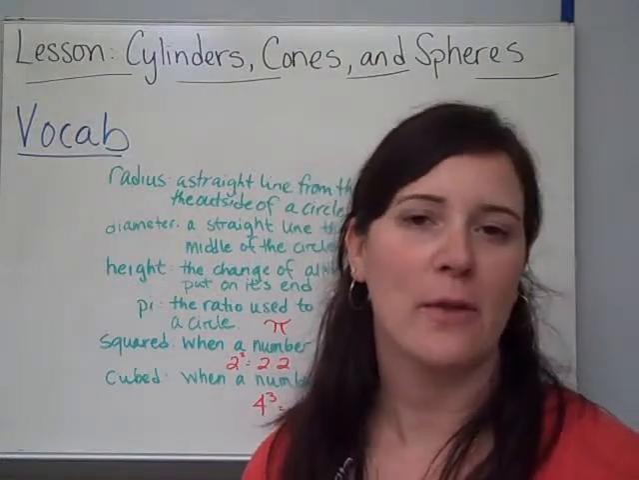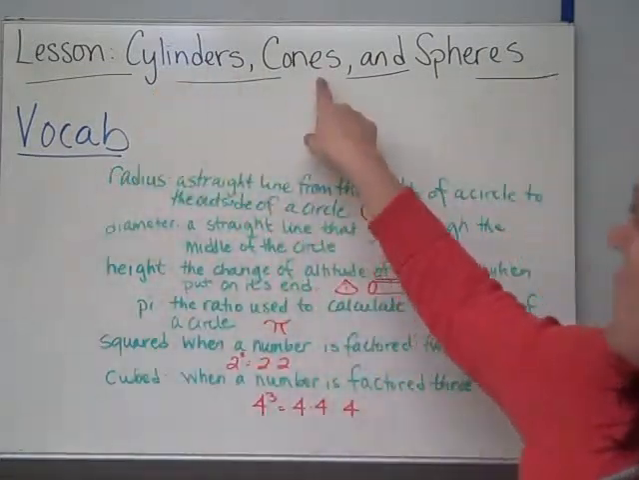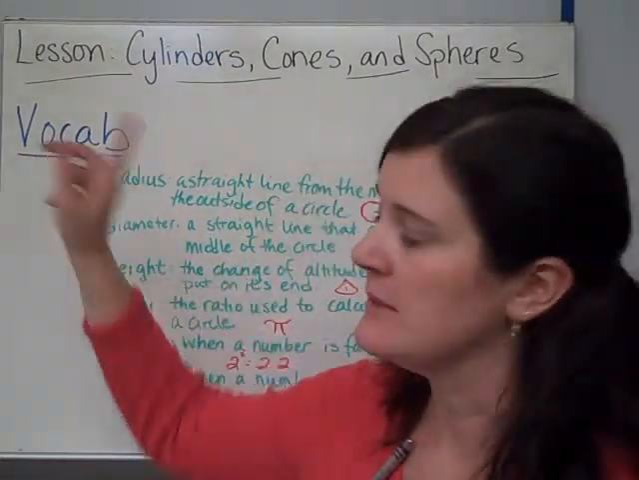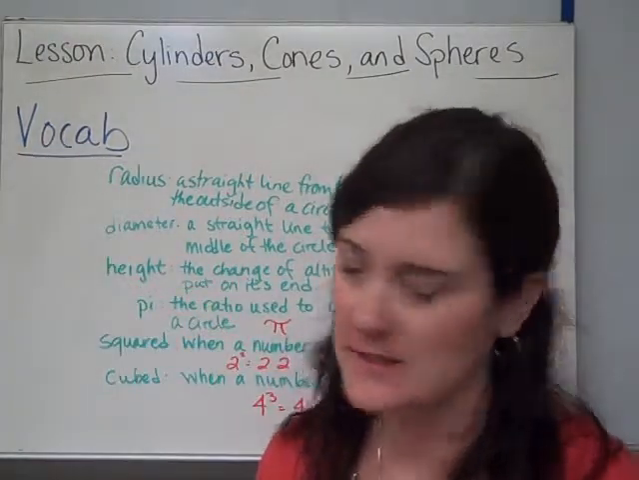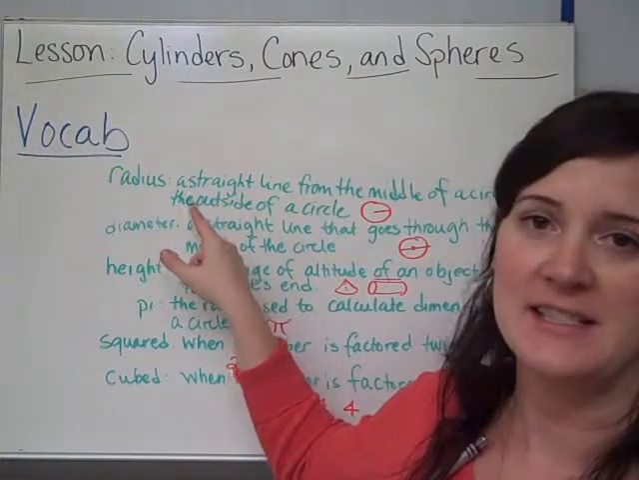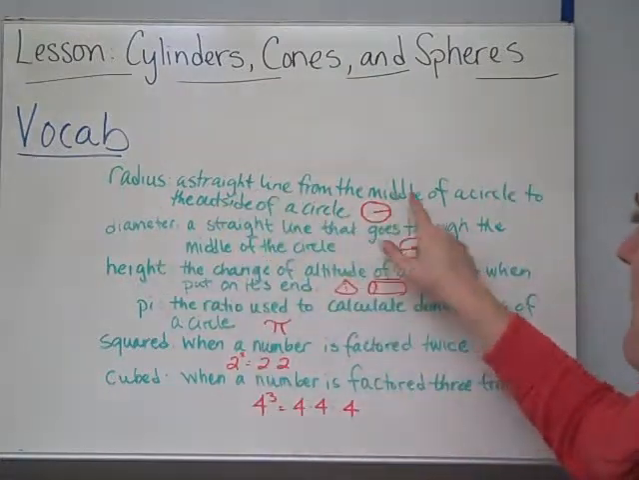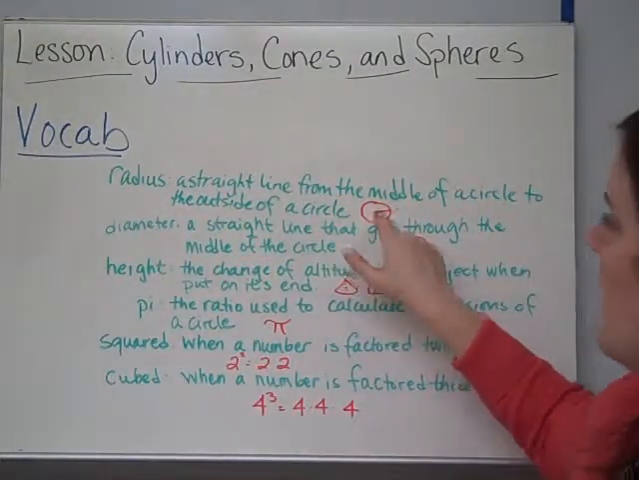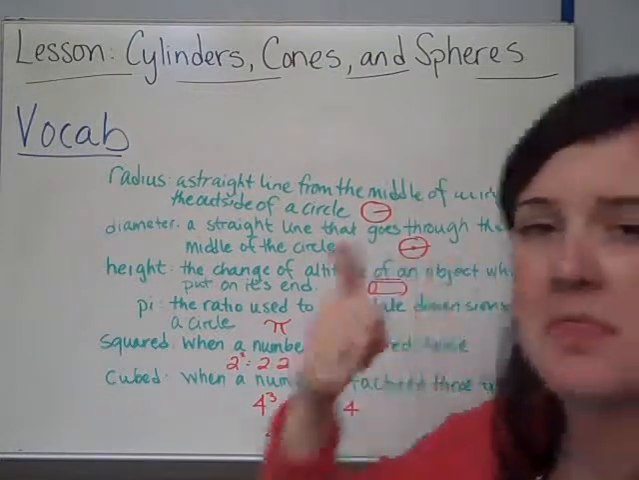This lesson is about the volume of cylinders, cones, and spheres. So some basic vocab that we need to know to be able to do these. First, you need to know the radius. A radius is the straight line from the middle of a circle to the outside of the circle. So there's the belly button, goes out to the edge, that's the radius.